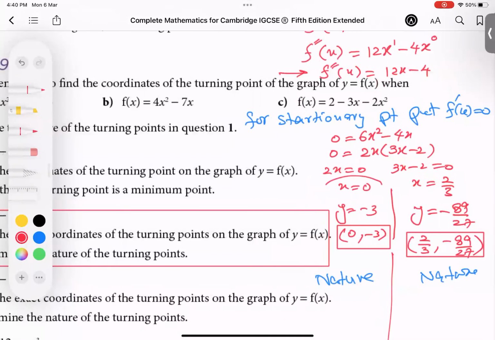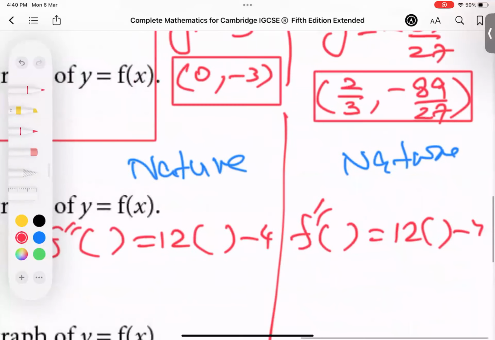Both of these x values, put them one by one in the second derivative. The second derivative, I have it. You know it very well: 12x minus 4. I take it from here. Repeat again. Second derivative, I have 12x minus 4. And I'm going to plug in what? This 0 in the place of each x.